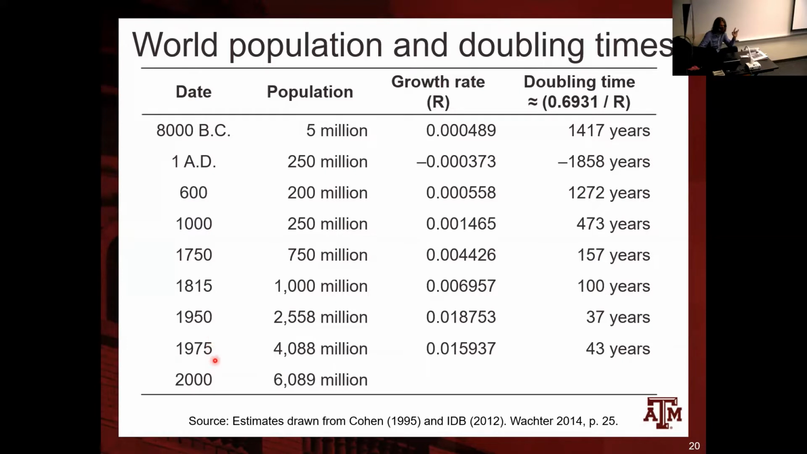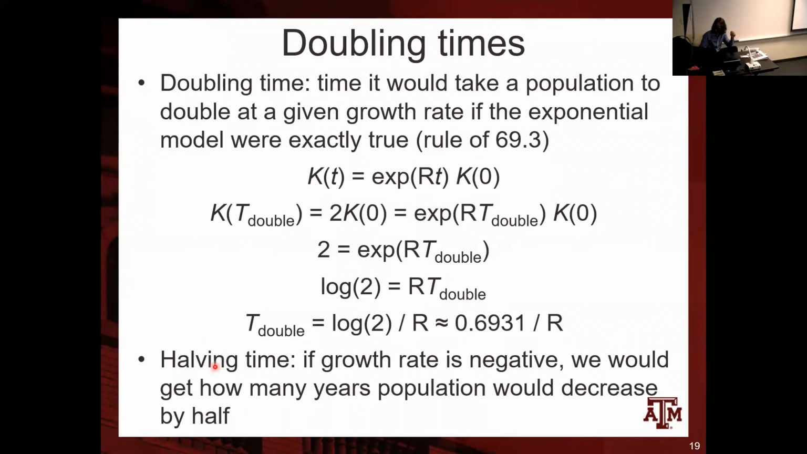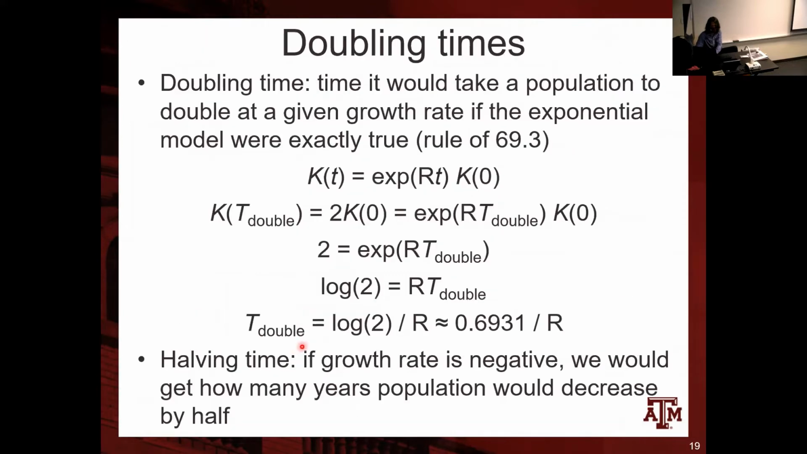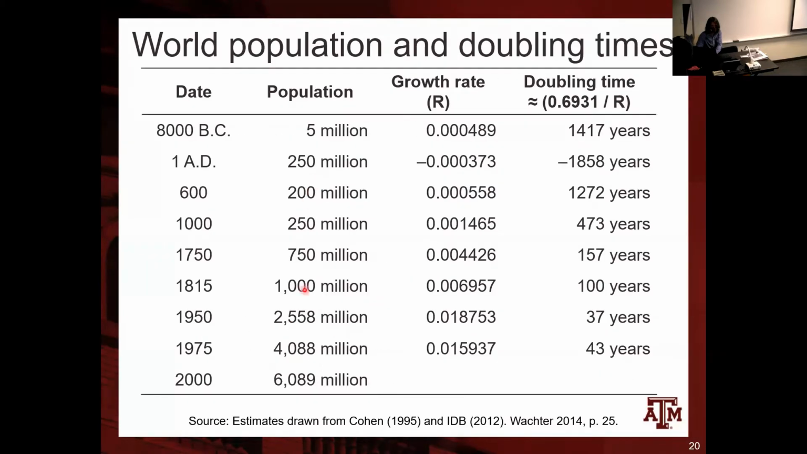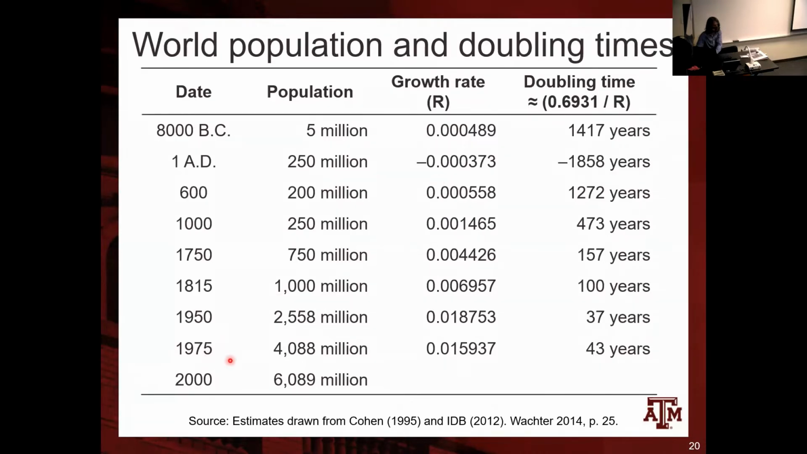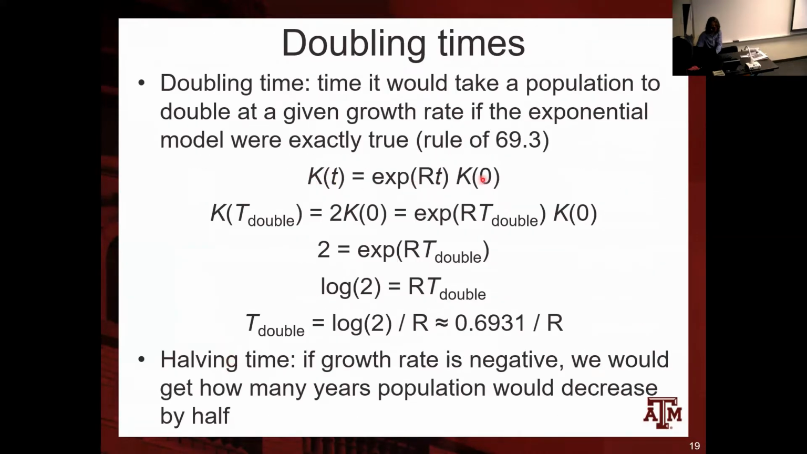25 years. So we just go back to that formula in the previous slide. And then we have here, the K0 is 4.1 billion, KT is 6.1. I put it here. How many years in between them? 25 years. So I have everything in this equation but R. So I calculate R first.